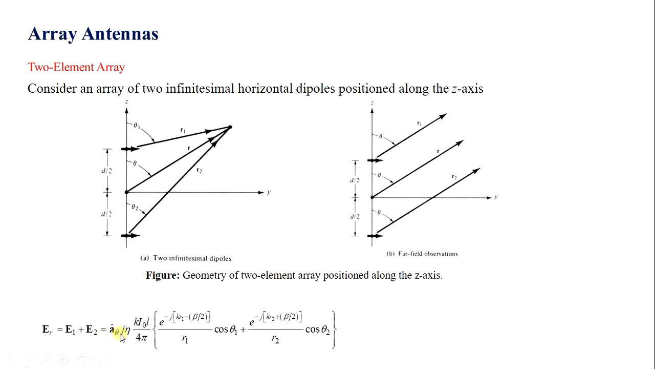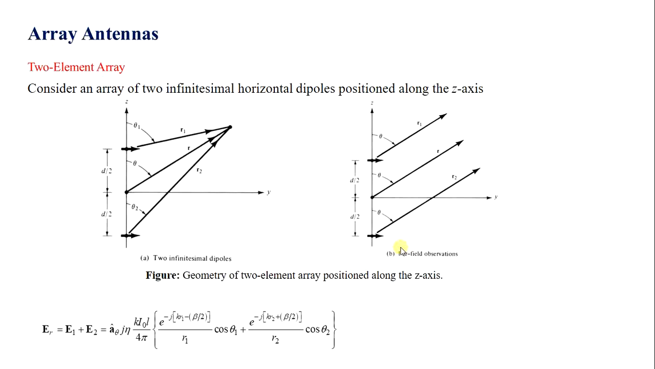We know for the infinitesimal dipole antenna, the electric field is in the theta direction, you can see the variations are in the theta direction. So E theta of the infinitesimal dipole antenna is given as j eta k I naught l e raised to minus j k r upon 4 pi r into cos theta.